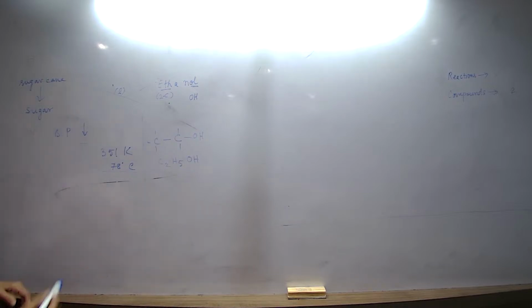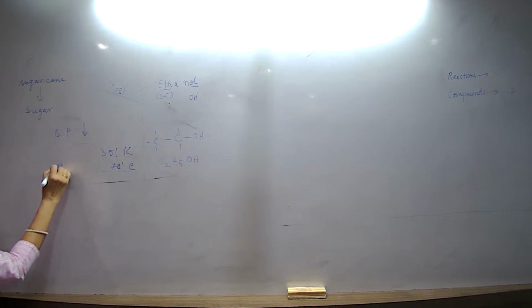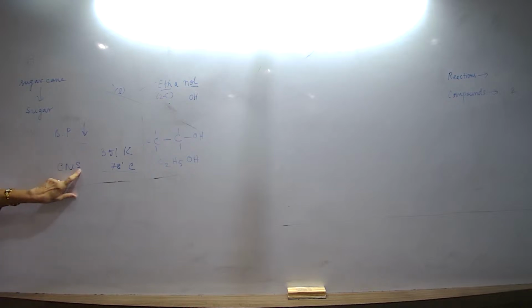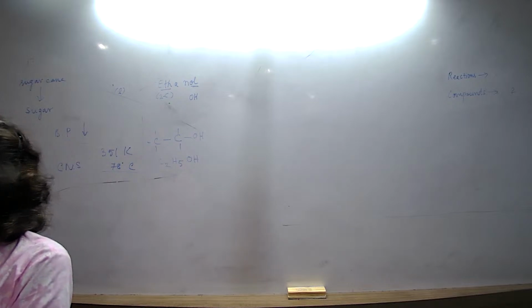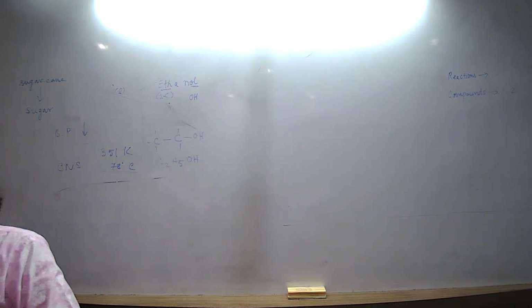So even this, I think you have completed in your bio classes. What is CNS? Have you finished this lesson? No. What is CNS? Central nervous system. The central nervous system consists of your brain and your spinal cord. So if a person consumes an excessive amount of ethyl alcohol, that itself will disrupt the functioning of a person.